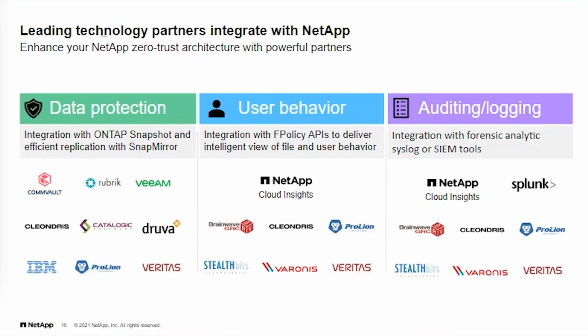So we integrate with Commvault, Rubrik, Veeam, and this long list of folks who take advantage of our snapshot capabilities and replication with SnapMirror. We also integrate with other vendors on user behavior analytics. So there will be UBA servers or solutions that take advantage of policy in our APIs. And then finally, we also leverage these same vendors to integrate with our forensic analytic, syslog, or SIEM tools to make sure that we're able to provide the best outcome when we're analyzing our environments.